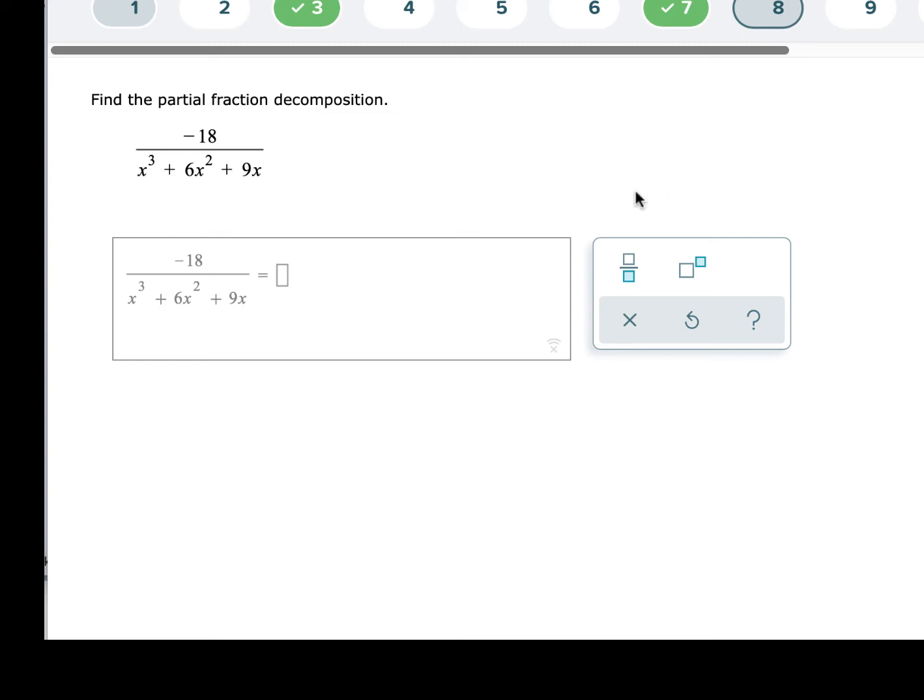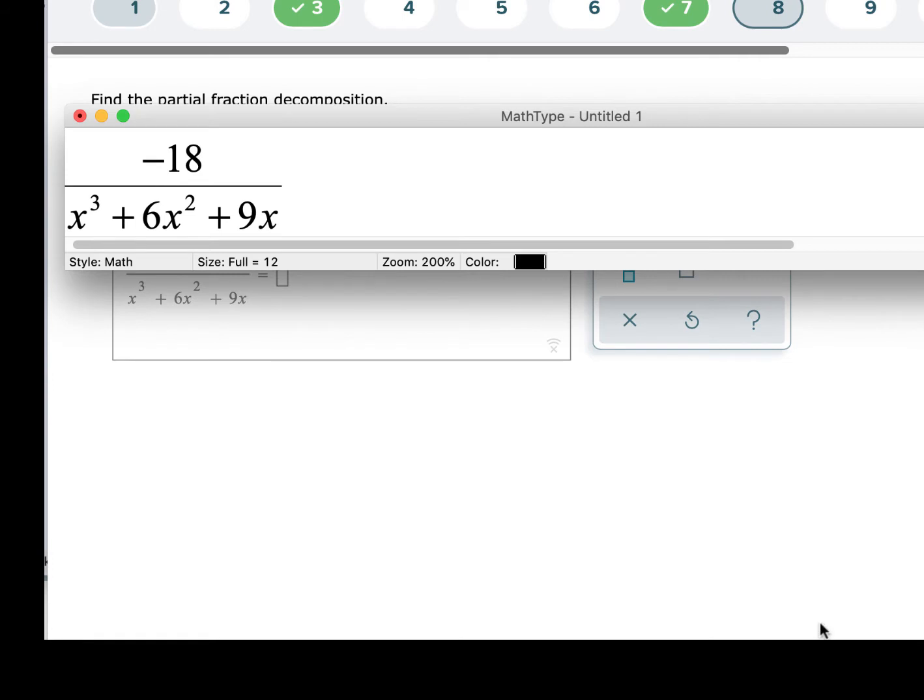I am working on Final Exam Review Part 2, number 8, where we're asked to find the partial fraction decomposition. Just like in the last example, the first thing we did was factor the denominator. So I am going to open up MathType to capture what I would do if I was using paper and pencil or writing on the board.